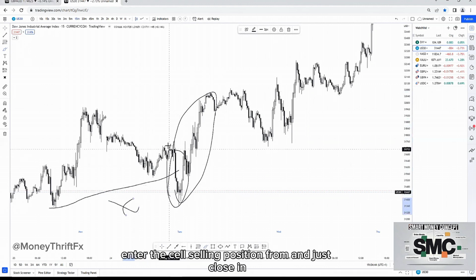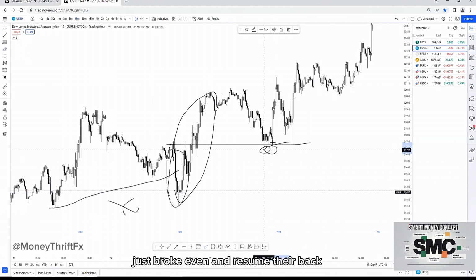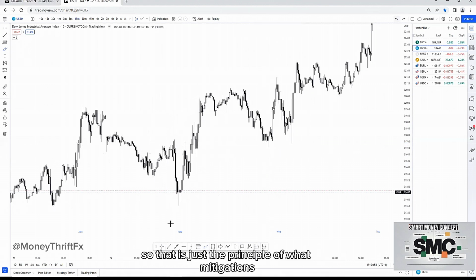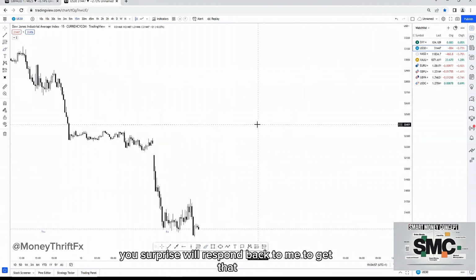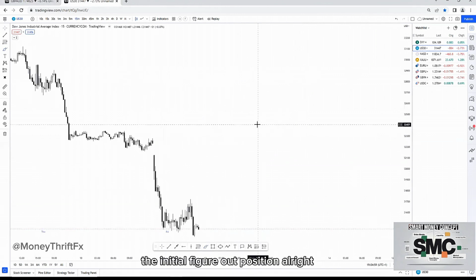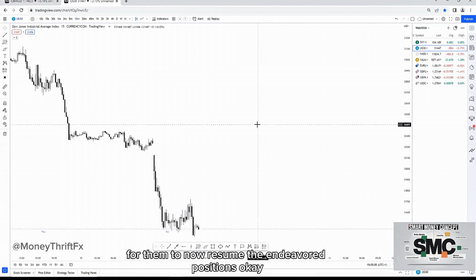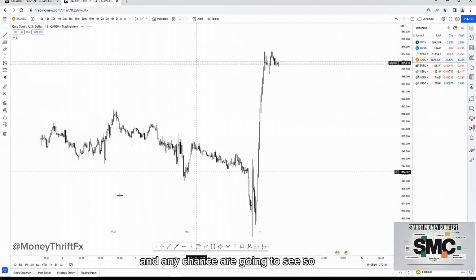They came back to where they entered their selling position from and just closed it, not even at a profit, just broke even, and resumed their buy. So you can see that. That is just the principle of mitigation theory. Price will always come back to mitigate their initial fake out position, so as to close it either at break even or in a profit for them, to now resume that intended position. Okay, so you can go on any chart and you are going to see it.